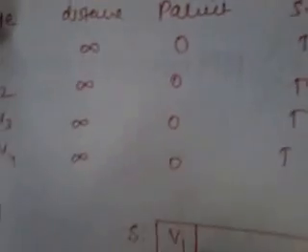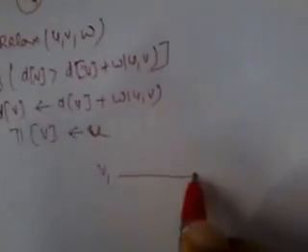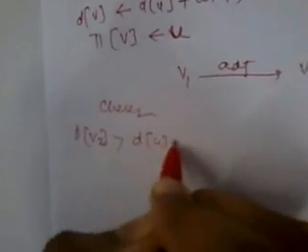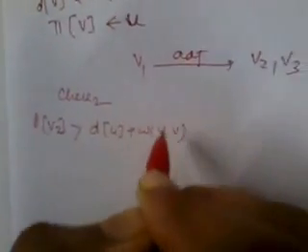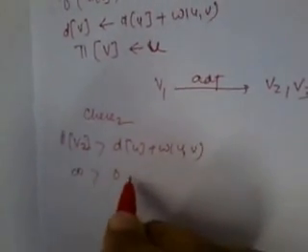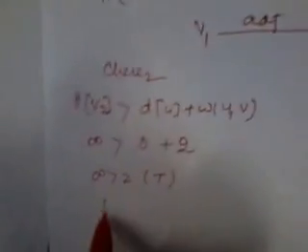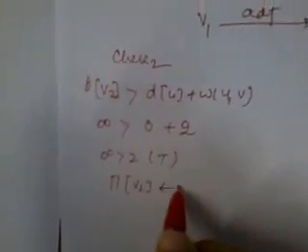First we write the v1 node and make it permanent, because v1 acts as the permanent parent node. So the adjacent nodes of v1 are v2 and v3, and we check v2's adjacency. d[v2] is greater than d[u] plus w[u,v]. We have to apply the relax algorithm here. First, the v2 distance is infinity. Infinity is greater than 0 plus 2, that is infinity is greater than 2, condition true. So the parent of v2 is v1.